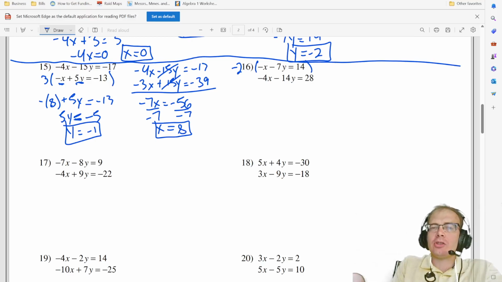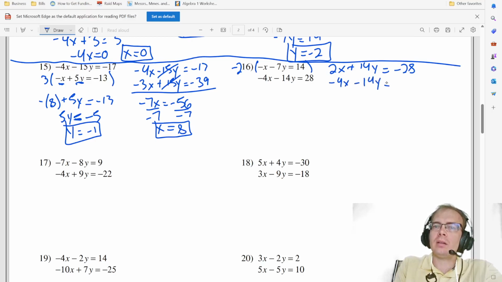All right, I'm just choosing the lesser of two evils here. 2 is smaller than 4. So that's going to be 2x plus 14y equals negative 28, and then I have negative 4x minus 14y equals 28. When I go to add these, I'm going to get a negative 2x. That's going to cancel. That's going to cancel also.